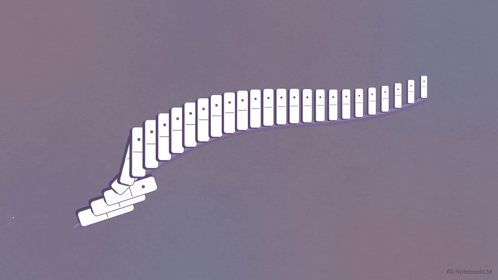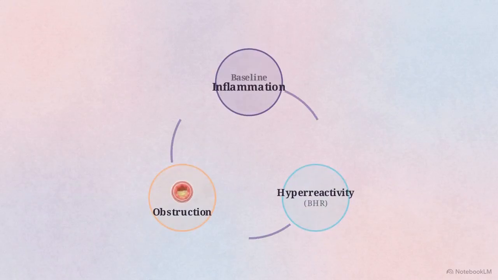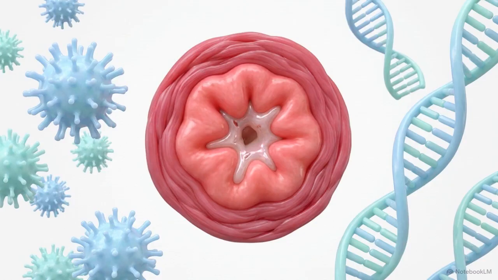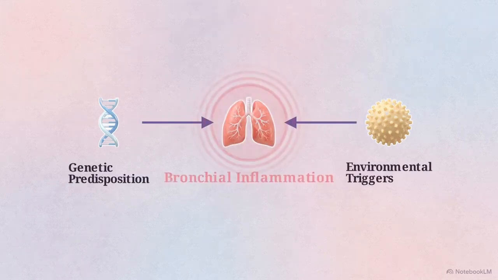Exposing a patient to a trigger is merely the first domino in this sequence. Asthma operates as a cyclical, interconnected chain reaction, where baseline inflammation practically guarantees future obstruction. The origin of this baseline inflammation requires a specific environment. The disease relies on a complex interaction between a polygenic predisposition and external environmental triggers.